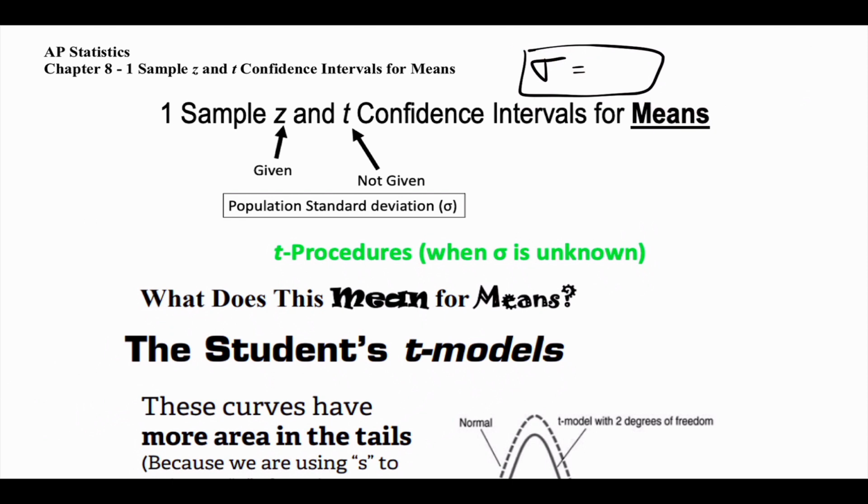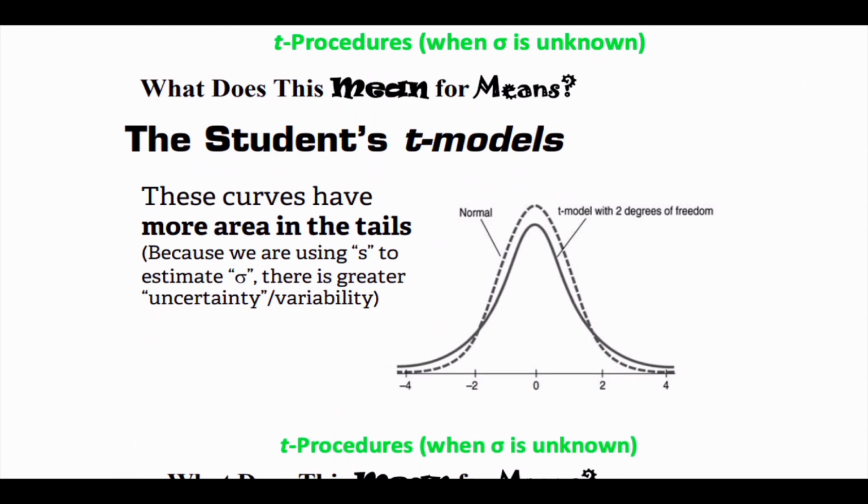Okay, so what is T? We've never learned about T. We've been learning about Z since chapter 2. But what is T? Okay, well, T procedures are used when the population standard deviation is not known. We don't know what it is.